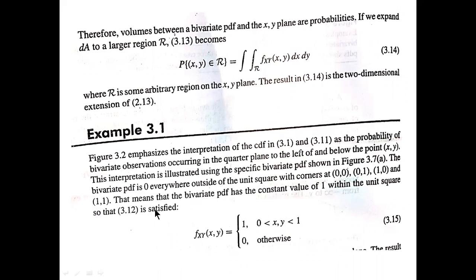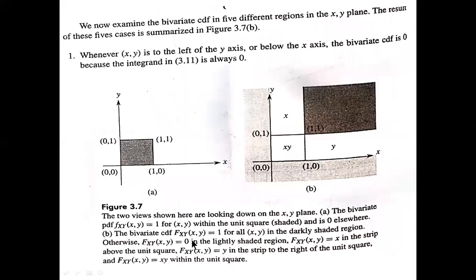So that 3.12 is satisfied. Okay, 3.12 says the total area under the PDF will be equal to 1. So f of x,y is equal to 1 for 0 less than x and y less than 1, and 0 otherwise. So this is the probability density function. Now we can examine the CDF in 5 different regions in the xy plane. The 5 different regions which we discuss are: one is this region, another is this region, another is this region, another is this region, and another is this region.